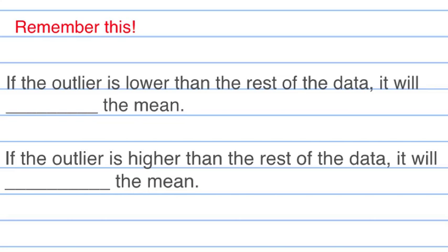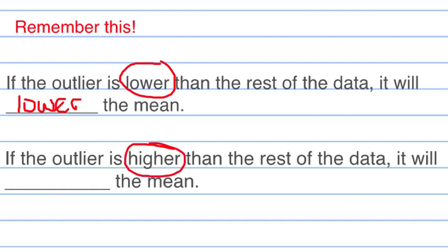Well, one of the reasons why we're talking about outliers with means is that an outlier will affect the mean. Okay? So if an outlier is lower than the rest of the data, it's going to lower the mean. Okay? It's going to bring that mean down. If the outlier is much higher than the rest of the data, it will go ahead and raise the mean. Okay? So it's kind of like a number that artificially inflates or deflates your data.